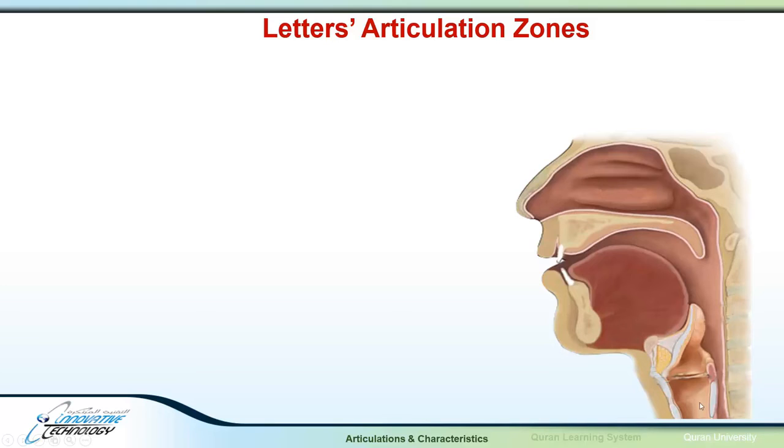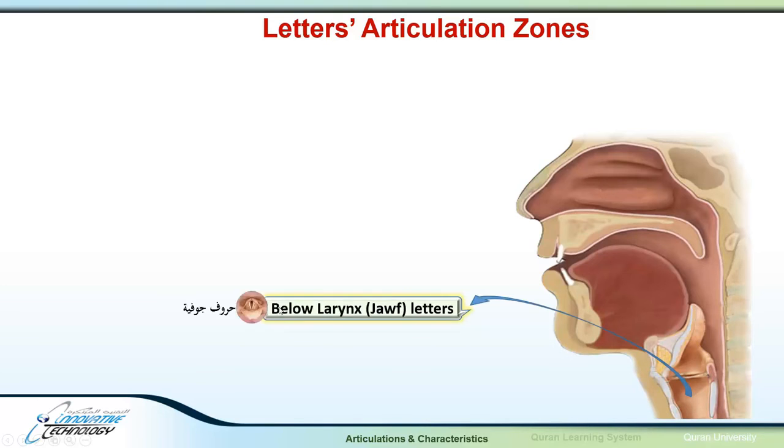Let's start with the first one. We're starting with the jawf letters, and these are letters that are coming from below the larynx. We call them huruf jawfiyya, and they are actually the vowels. The first vowel is aa. And with a minor modification, where we bring the lips together, we get the second vowel, which is oo. Similarly, with another modification, where we depress our lower jaw, ee. So aa, oo, ee are the 3 vowels of Arabic.